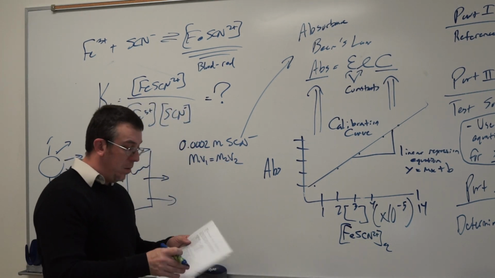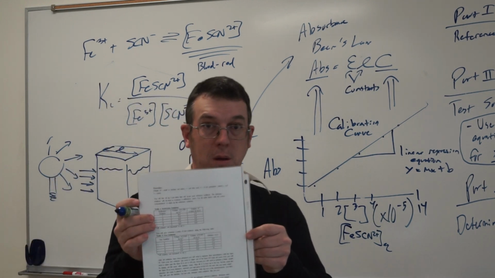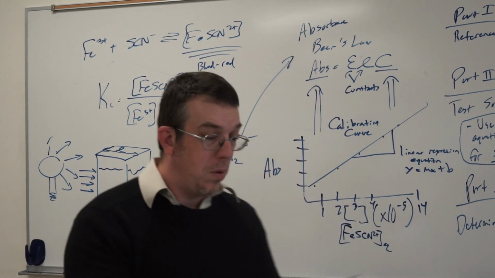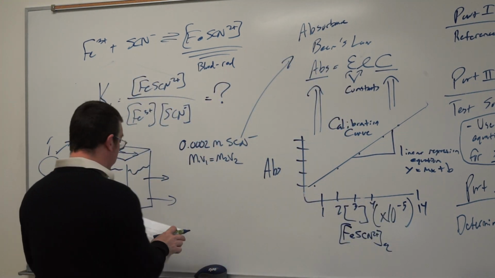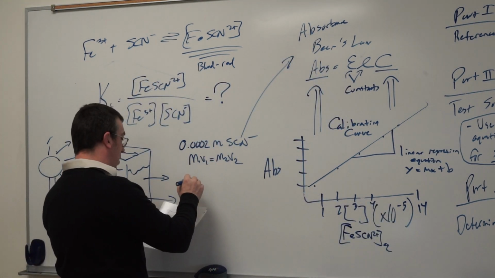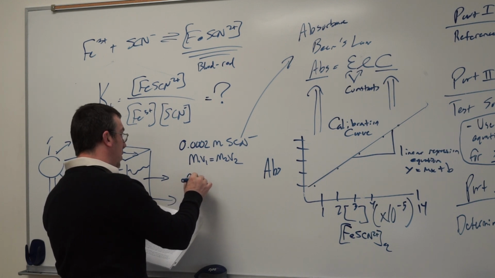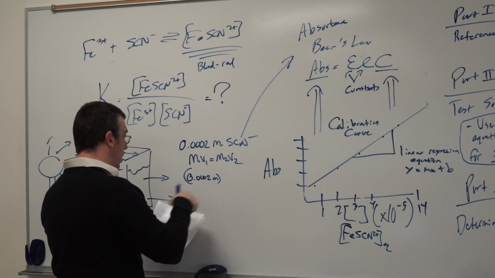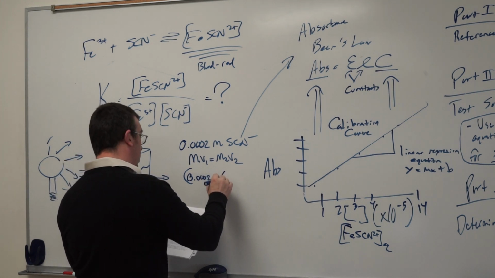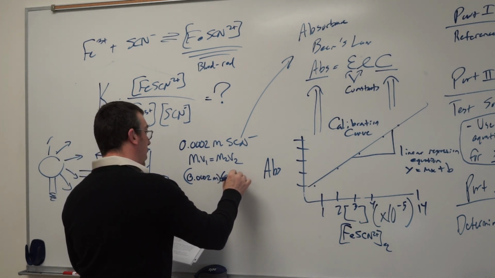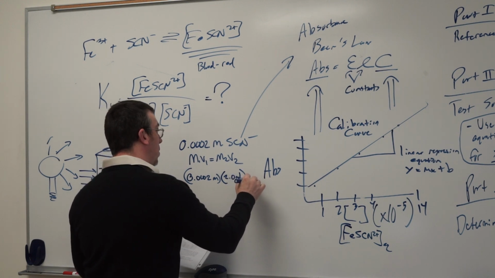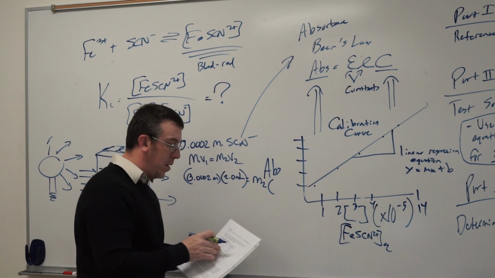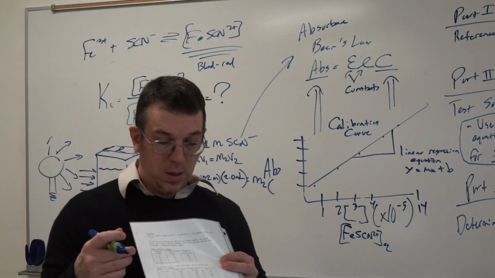So now you have to look at the actual procedure, and you look at Table 1. So what we're focusing on is the SCN minus. So the concentration of the SCN is 0.002 molar. The volume for the first solution is 2 milliliters. And so we're trying to solve for M2. Now V2 is going to be a total of 10, and that's the way it's always going to be in this experiment.